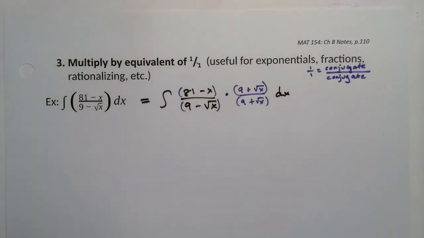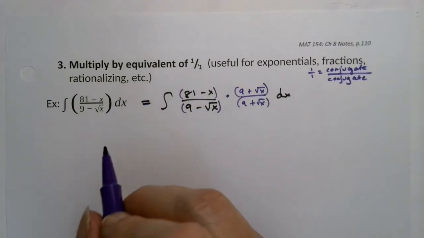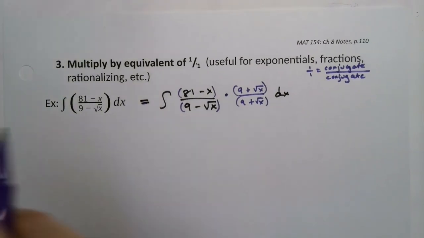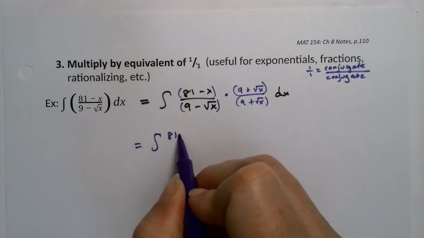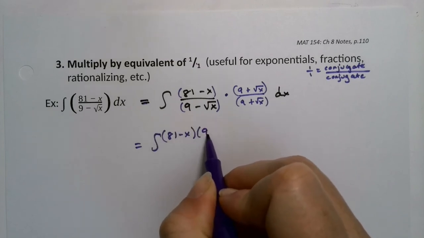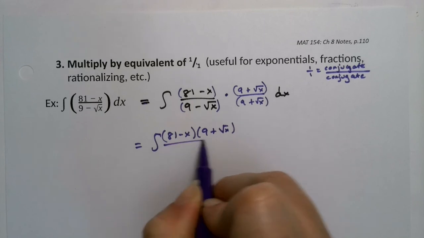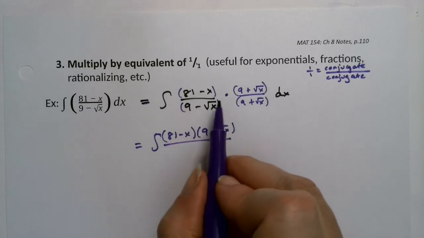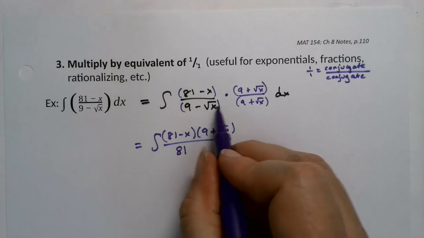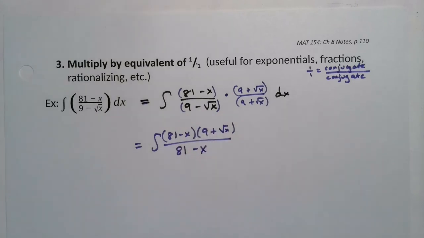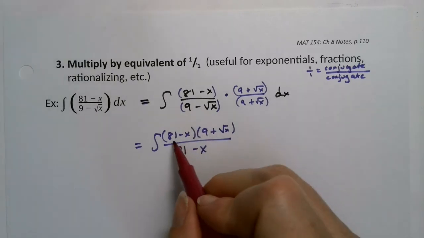All right, so then in the numerator, I'm just going to write 81 minus x, 9 plus the square root of x. And don't bother distributing it, you'll see. Because in the denominator, 9 times 9 is 81 minus x. Oh, look at that. That's useful and handy.